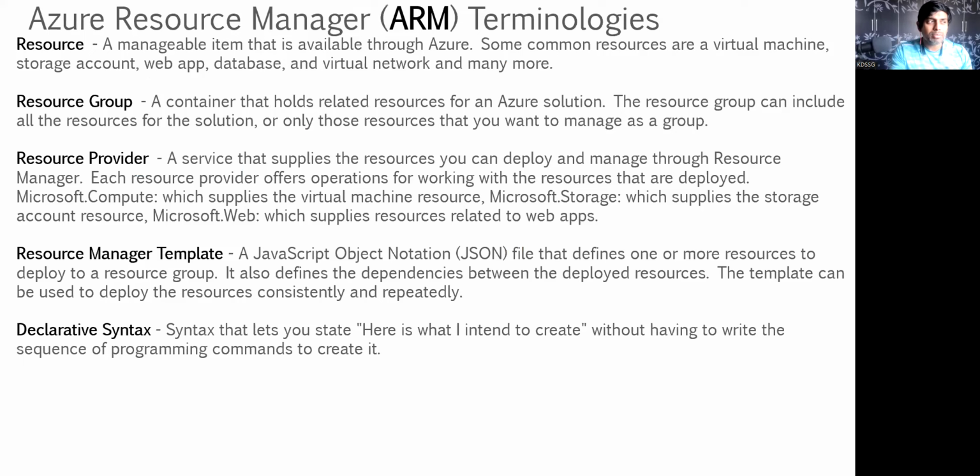Okay. Now, 5 terminologies you should be knowing. First one, what is a resource? A storage, network, VM, CPU, memory. All these are resources. Resource group is a container which contains all the resources you put.